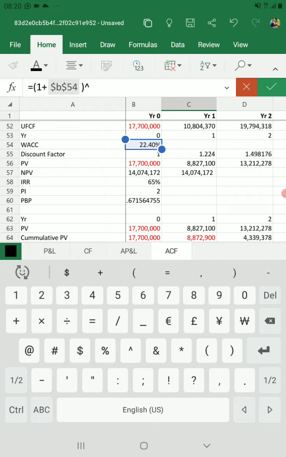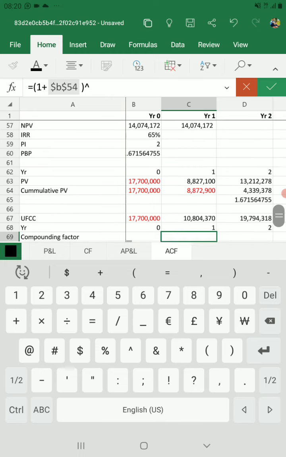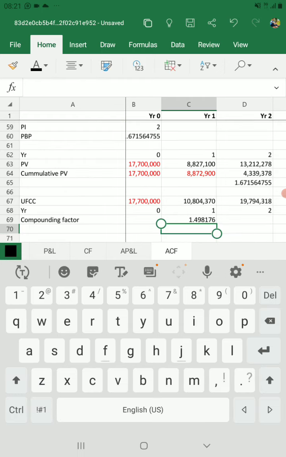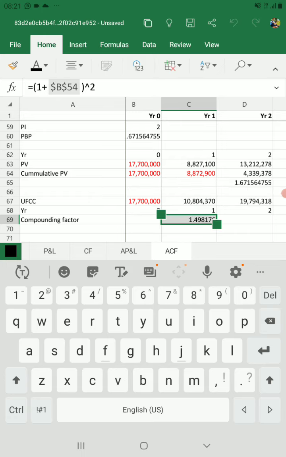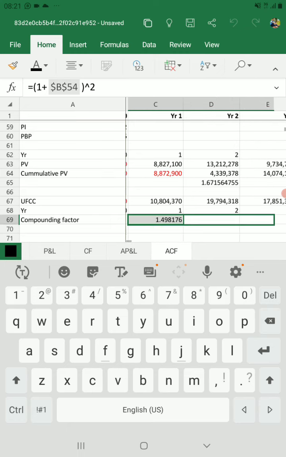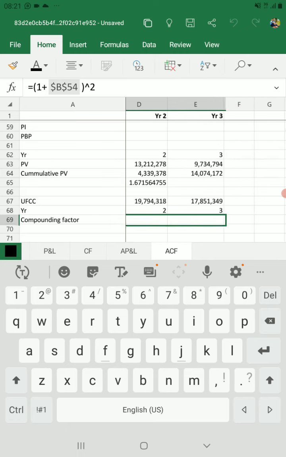power of n. For year 1, we are compounding the cash flow in year 1 to year 2, that is the first year, and to year 3, that is the second year. So the compounding n here is 2 for year 1. So press enter. Let me fill this to the rest and then I will adjust the compounding formula.